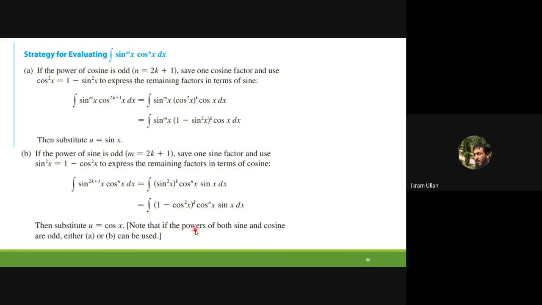Note that if the power of both sine and cosine are odd, दोनों अगर ऑड है, ये पॉसिबिलिटी कि दोनों पावर ऑड हो हमारे पास, then either A or B can be used. तो फिर आप लोगों की मर्जी है, इसमें से A पार्ट वाली स्ट्रेटजी यूज़ करना चाहिए, या B पार्ट वाली जो स्ट्रेटजी है ये यूज़ करना चाहते हैं.